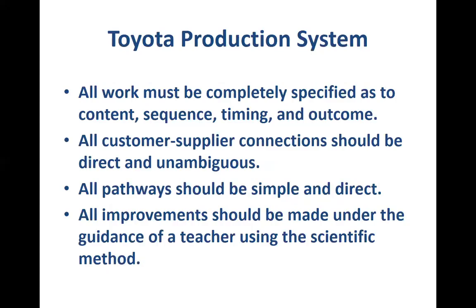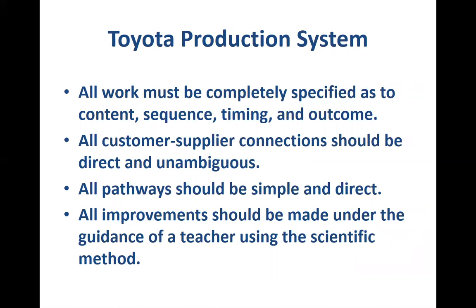Now, Toyota production system always comes in discussion whenever we talk about lean systems, because a lot of the concepts that we use in lean systems originated within Toyota production system when Taichi Ono and Tokoda together came up with this idea of creating a system which can then help in achieving the requirements of a lean system. So within Toyota production system, the idea is that all work must be completely specified as to the content, sequence, timing, and outcome. So there should be no ambiguity in terms of the actual work that has to be done.